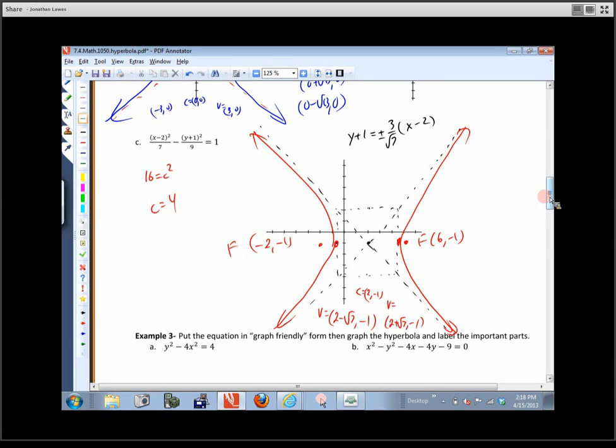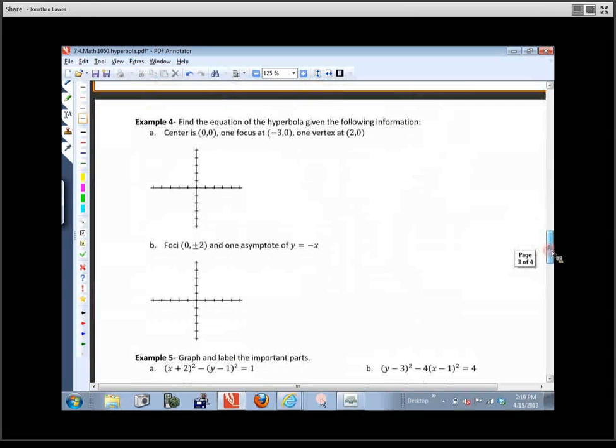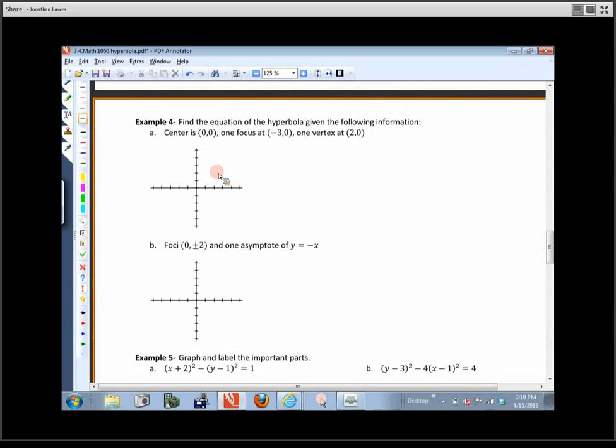Okay, and I'm going to come down here and we're going to take a look at this type of problem. We'll come back tomorrow and we'll finish this up. If you can get started on the homework, that's great. When we leave tomorrow, you'll have everything you need. We are going to have a quiz on Wednesday, okay?